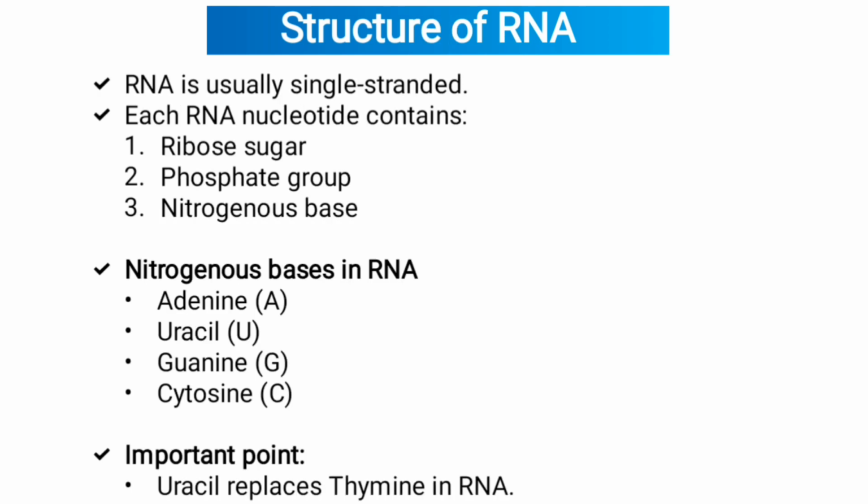Structure of RNA. RNA is usually single-stranded. Each RNA nucleotide contains ribose sugar, a phosphate group, and a nitrogenous base. Nitrogenous bases in RNA are adenine, uracil, guanine, cytosine. Important point: uracil replaces thymine in RNA.